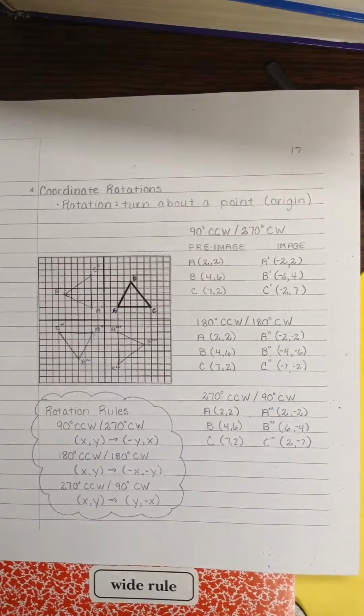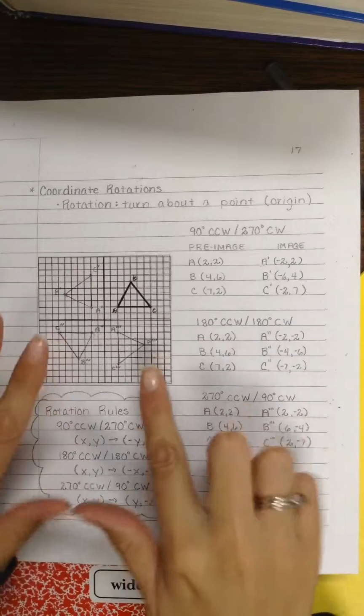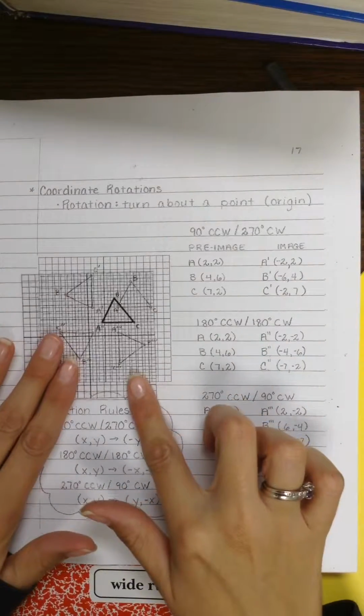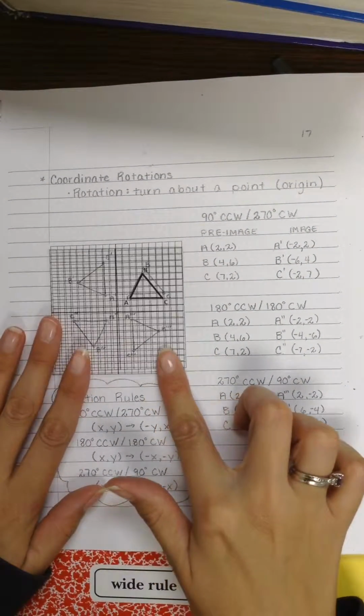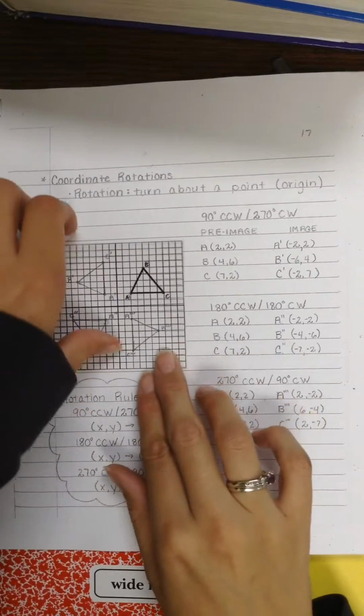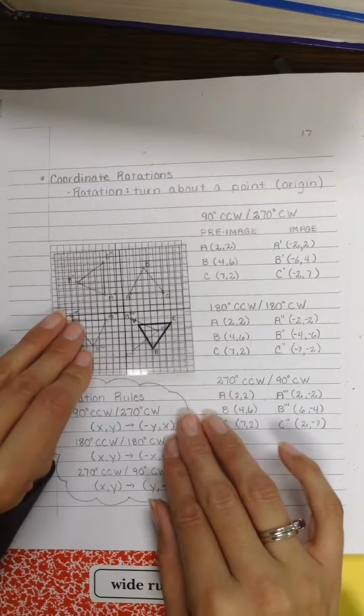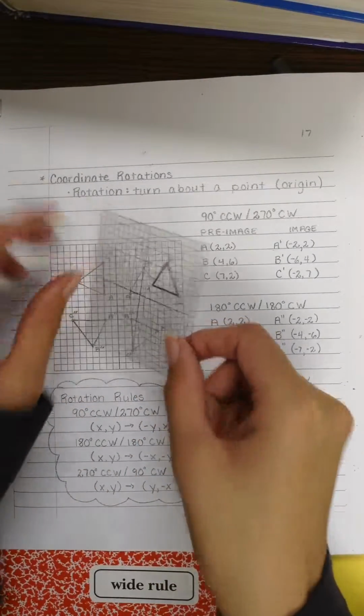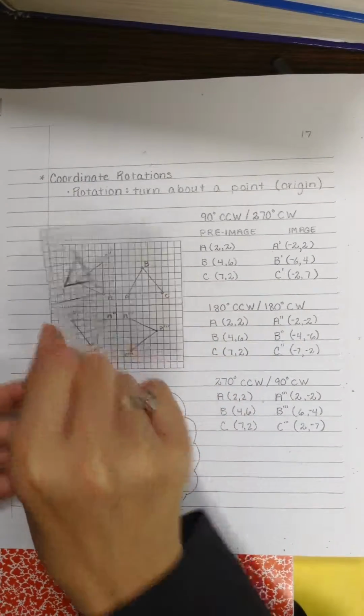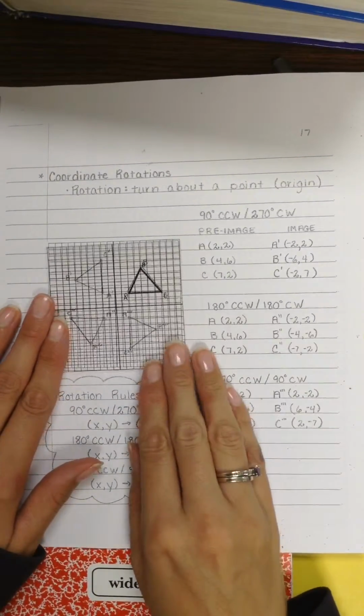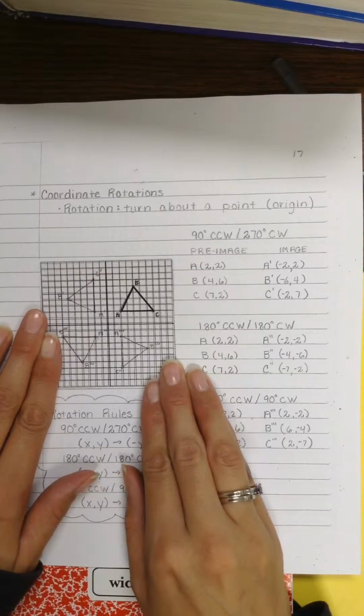All right, 8th grade. So what we're going to do today is we're going to talk about coordinate rotations. Previously, we've talked about translations that slid the image. Yesterday, we talked about reflections that flipped or mirror imaged what we had. And now today we're going to talk about rotations, and it might be a little confusing at first.